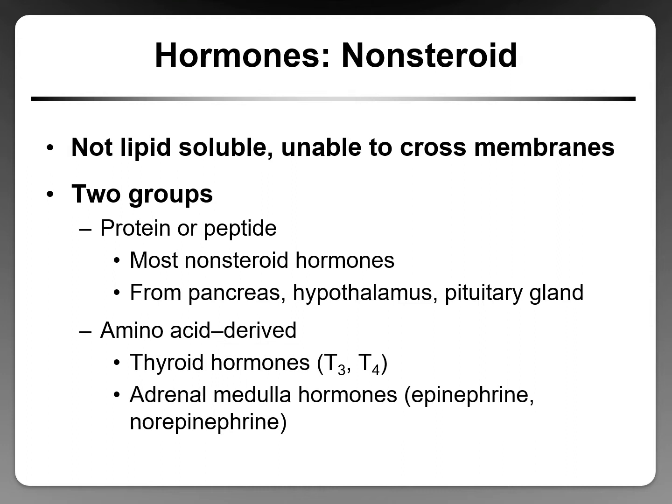Our non-steroidal hormones are not lipid-soluble, which means they cannot readily cross cell membranes. This means that they will need assistance to cross the membrane. Our non-steroidal hormones consist of two groups. The first are protein or peptide hormones. These tend to be the most common non-steroid hormones, and these will be released from the pancreas, hypothalamus, and pituitary glands. We also have amino acid-derived hormones, which are mostly our thyroid hormones of T3 and T4, and our adrenal medulla hormones of epinephrine and norepinephrine.